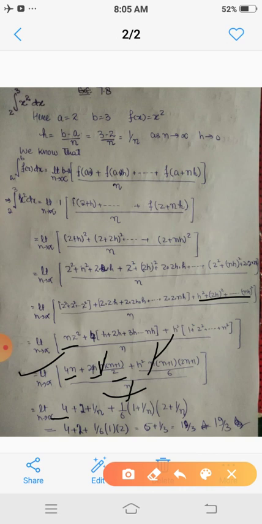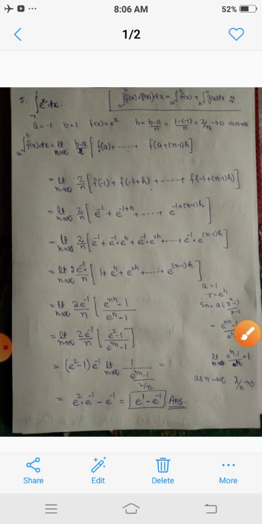Now 1 by n is 0, plus 1 upon 6 into 1 plus 0 into 2 plus 0, that is simply 1 by 6 into 2. Now this is 4 plus 2, that is 5. 2 by 6 is 1 by 3, which implies 19 by 3. So 19 by 3 is the value of this definite integral by using the concept of limit of a sum.